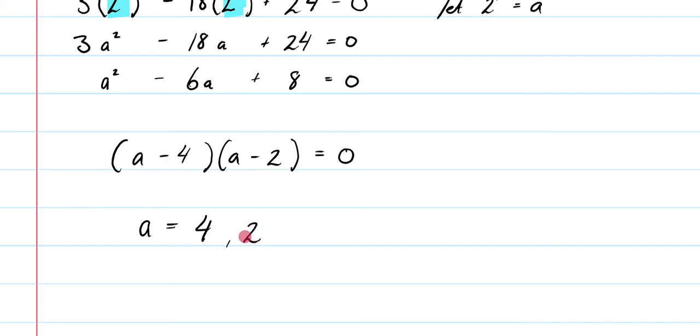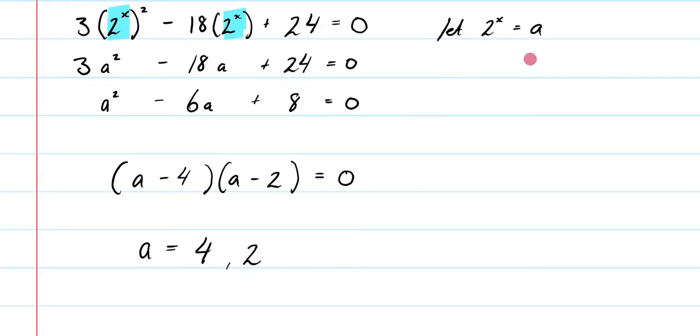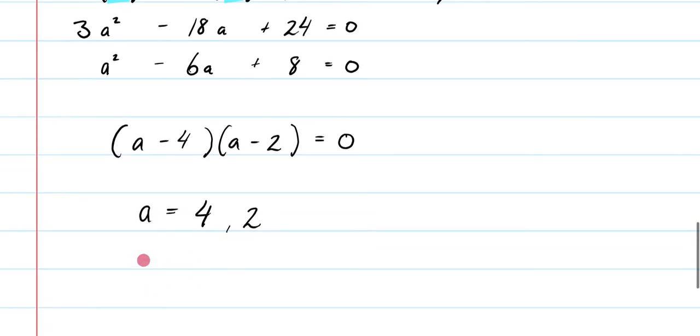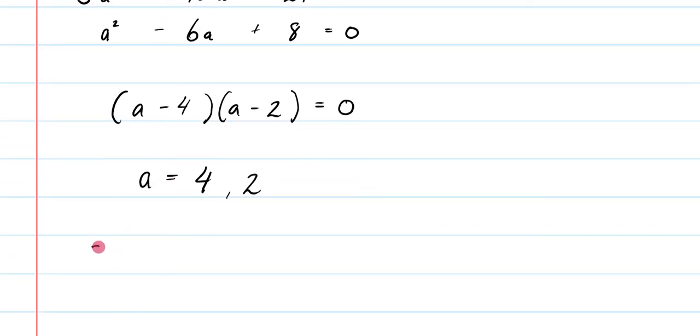Then, once I'm here, let's remember that a equals 2^x. So that means this here is 2^x. So I'm going to say that means 2^x equals 4 and 2^x equals 2.